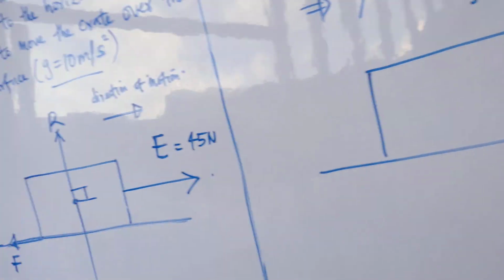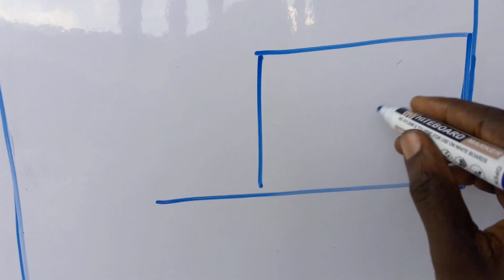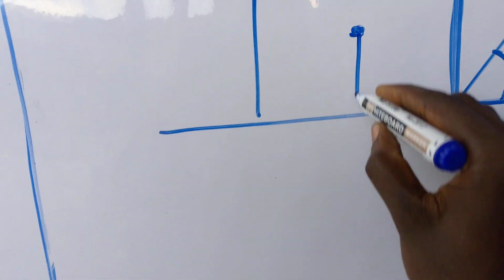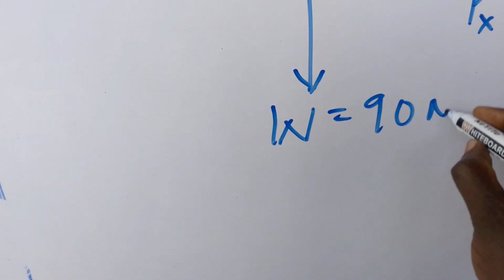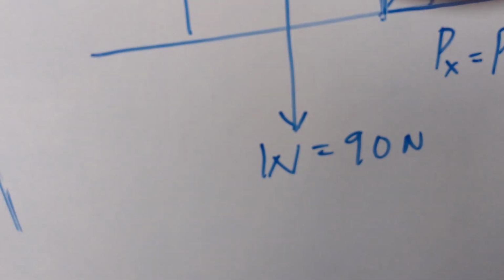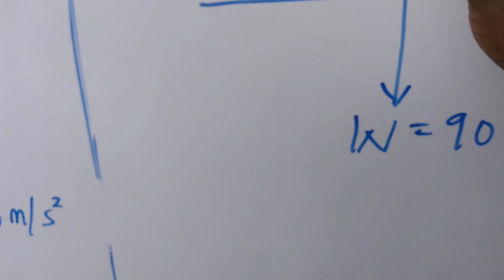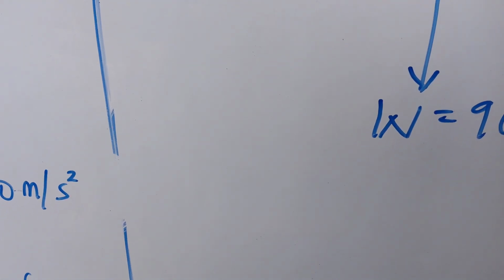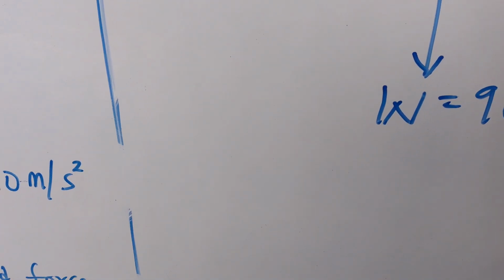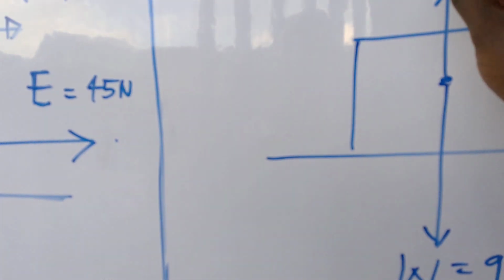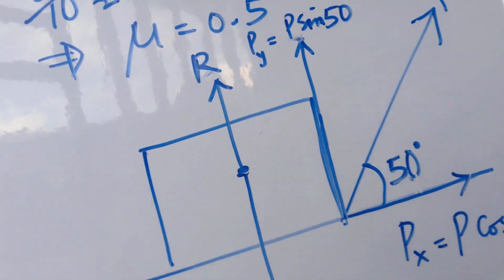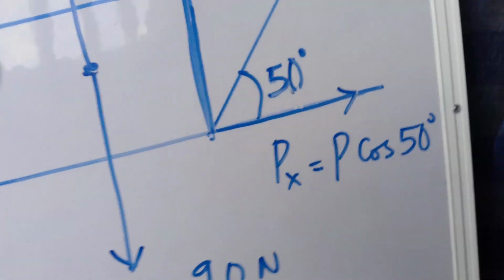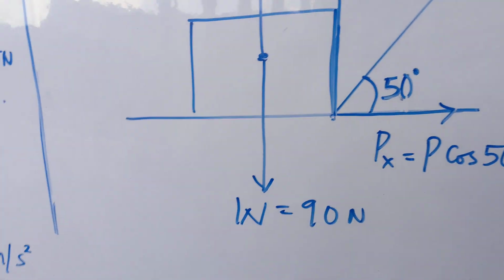Now we also look for the weight of the block. The weight of the block must act vertically downwards. Remember we had the weight as 90 Newton. Very important. Then we'll find the normal reaction. Now do not take the normal reaction as 90 again in this case. We'll have to resolve it properly. We'll do a proper resolution.